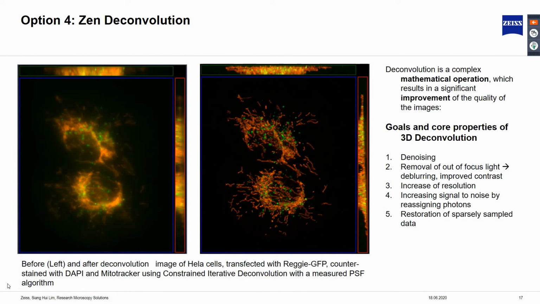There are different types of deconvolution algorithms available, and they all come with their own advantages and disadvantages, basically differing in reconstruction quality and speed. The examples shown here are images of HeLa cells transfected with Regi protein and counterstained with DAPI and MitoTracker. On the left is the Widefield image, and on the right is the same image after deconvolution using the constrained iterative algorithm. When comparing both images, we can see that deconvolution has the property to denoise, improve contrast by removing out of focus light, and increase the resolution.